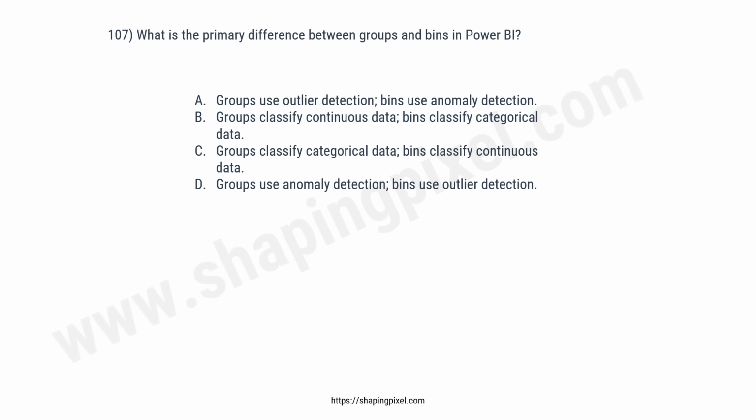Question number 107. What is the primary difference between groups and bins in Power BI? And we have four options. Option A, groups use outliers detection, bins use anomaly detection. Option B, groups classify continuous data, bins classify categorical data. Option C, groups classify categorical data, bins classify continuous data. Option D, groups use anomaly detection, bins use outlier detection.